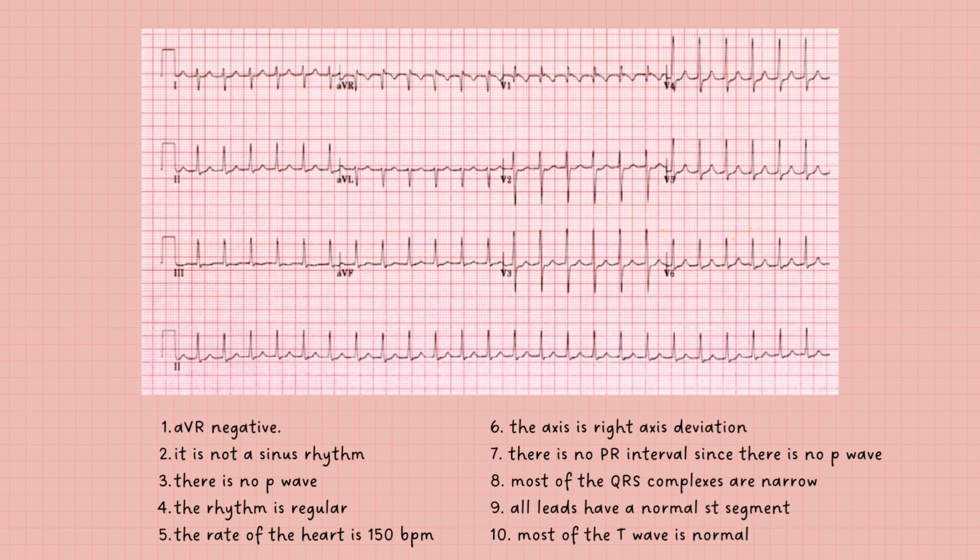The first step is looking at the AVR lead. We should look at whether the AVR is negative or not, because if the AVR is not negative, we cannot proceed to interpret the ECG. As you can see in this ECG, the AVR is negative.